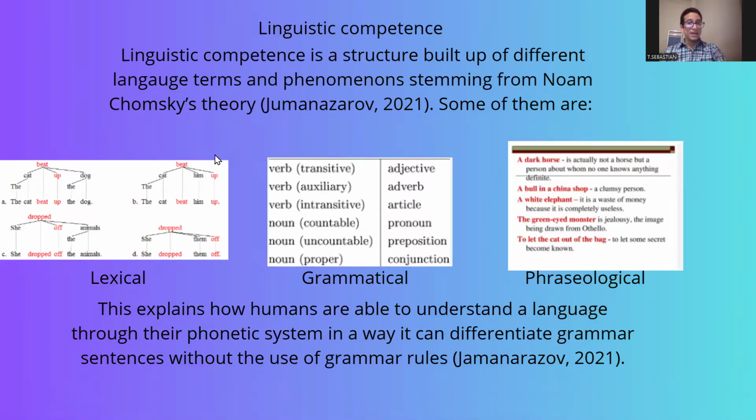Linguistic competence tells us that we inherently know the language without the use of grammar rules. How do we know this? Through the pronunciation, the lexical part, the grammatical part that tells us where, when and why this is happening, and the phraseological or morphological one, which tells us what the phrase means in the first place. We know all of that without knowing grammar rules in general or more about the language.